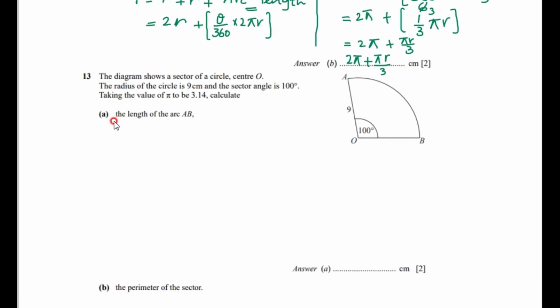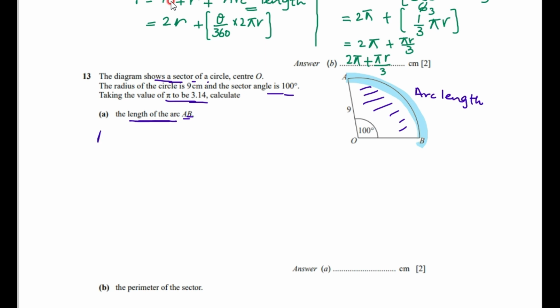There is another diagram which shows a sector of a circle. The radius is 9, and the sector angle is 100. That is given here, and we have to use the value of pi as 3.14. We need to find the arc length of the arc AB. Where is AB? Here it is. So we have to find its length, which will be the arc length.